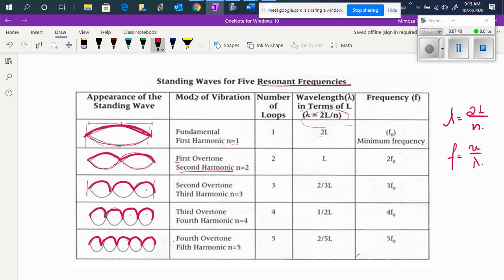And the formula is kind of given because it goes in both sides, since it is fixed on both sides, and then it travels twice this length. And then you see the wavelength is equal to 2L over n.